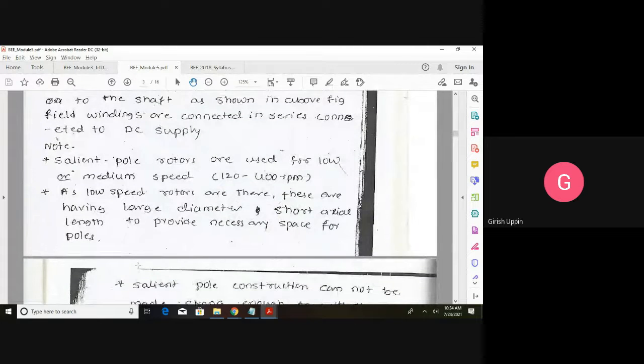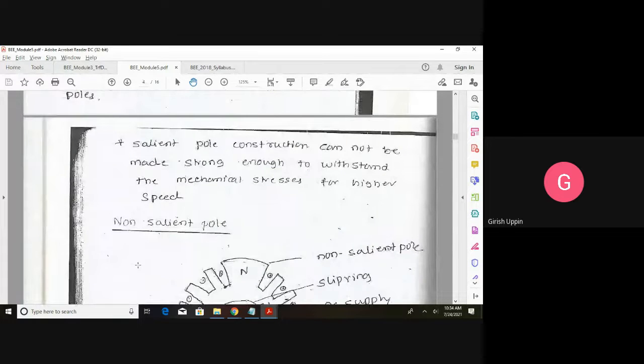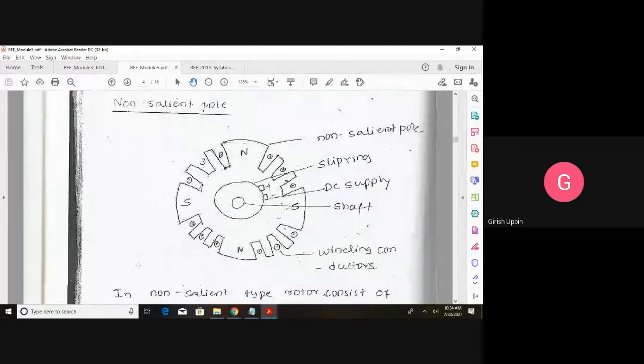Next one is, salient pole construction cannot be made strong enough to withstand the mechanical stresses for higher speed. Because of its construction, it is designed for low speed. Non-salient pole, on the other hand, doesn't have any protruding poles. Everything looks like a cylindrical structure, mechanically very sturdy, and it can be used for very high speed.